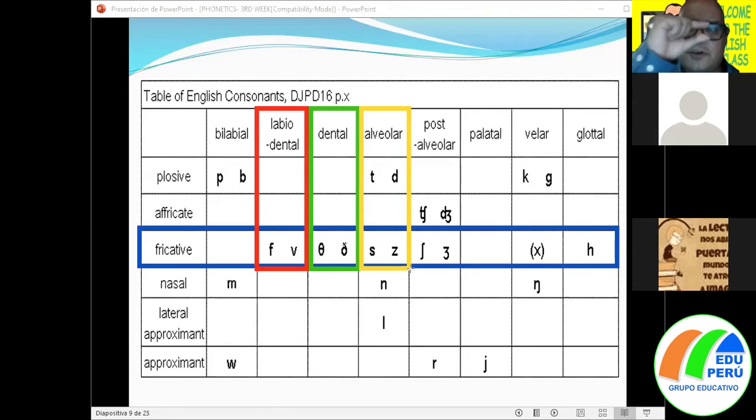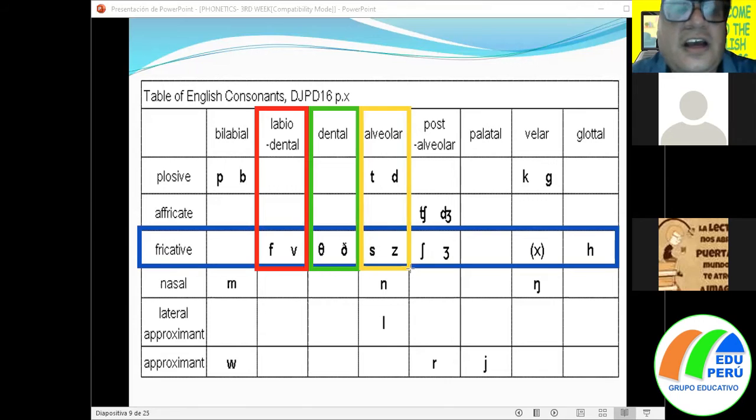Now, fricatives. What are we going to do with the fricatives? Notice again, the first articulator, the second articulator. This one is the tongue. Now, imagine that this is your tongue. So your tongue is going to approach, but not touch it. Notice here the difference. Stop, you touch. Fricative, you give a little space where the air passes through. So these are the fricatives.